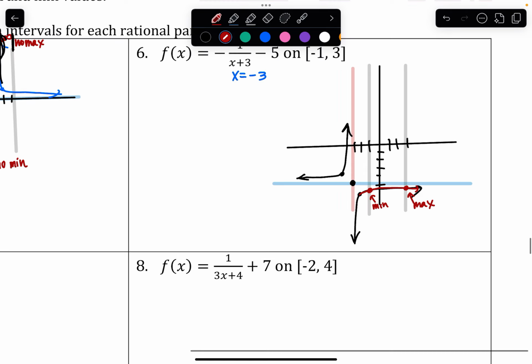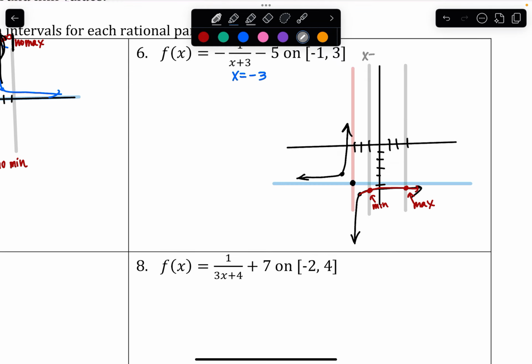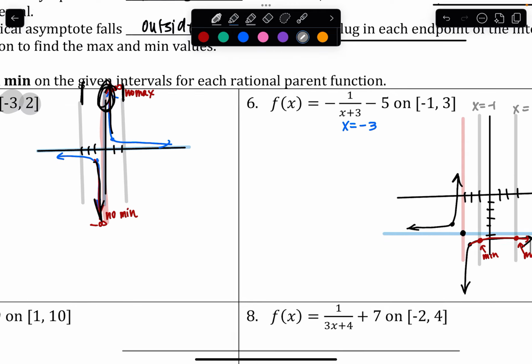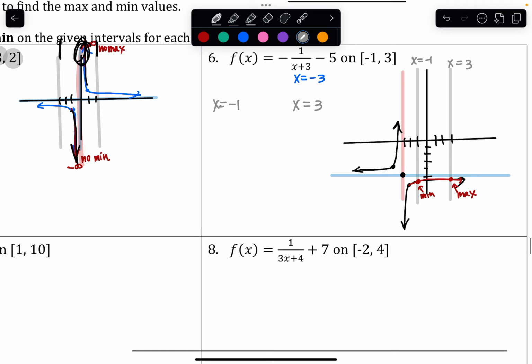Okay, and so our minimum occurs at x equals -1, and our max occurs at x equals 3. And so we just need to plug those in to figure out what the actual values are.